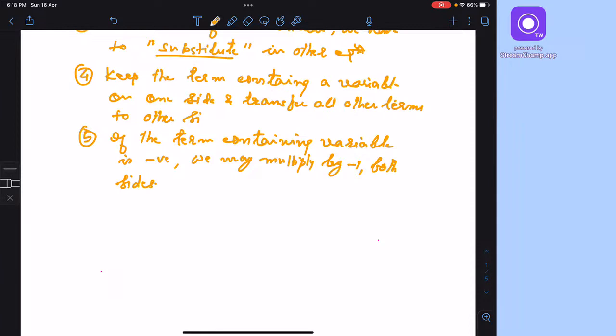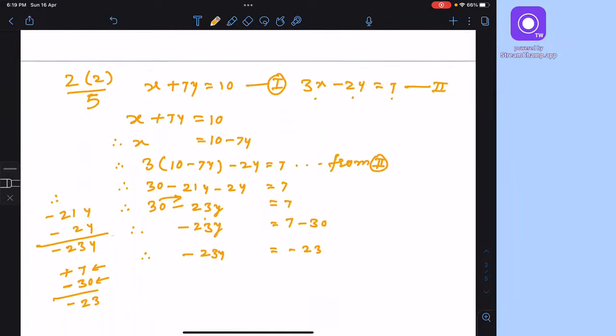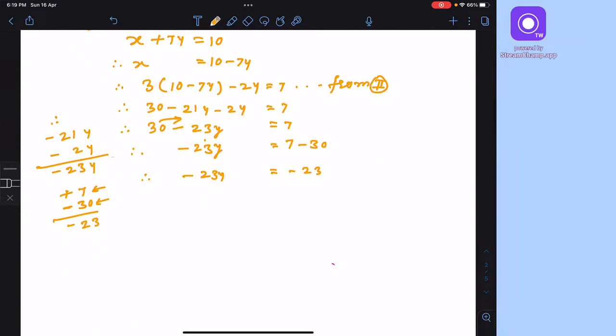This also can be eliminated. This fifth step can be omitted, but it is better not to commit a mistake. Any ordinary student can also do it without mistakes. So here 23y is a minus sign, so I am multiplying by minus 1. So minus minus will become plus 23y is equal to, here also multiplying by minus 1, I am getting 23.